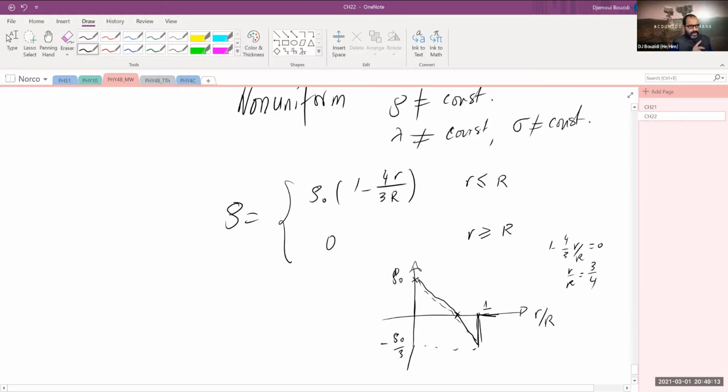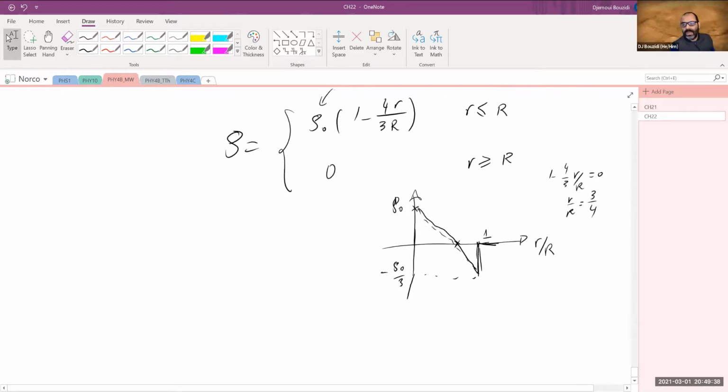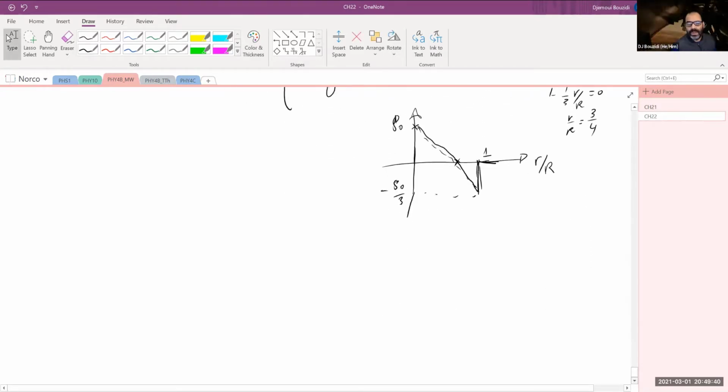But it's still symmetrical. Although it's non-uniform, there is a spherical symmetry in this problem, okay? So rho naught is constant. So this number is constant. That's good, because if this is not constant, we have a complicated function of distance. Find the total charge contained in the charge distribution. Okay, so first thing is we need to find how much charge is inside in terms of rho naught and r and all of that.